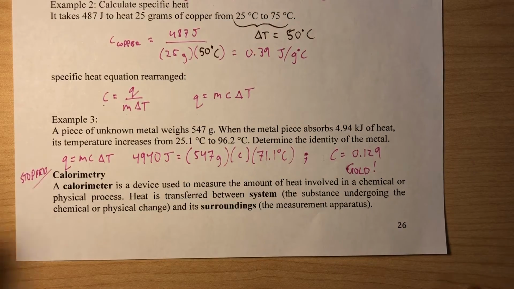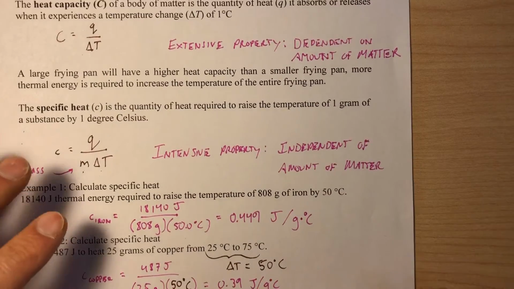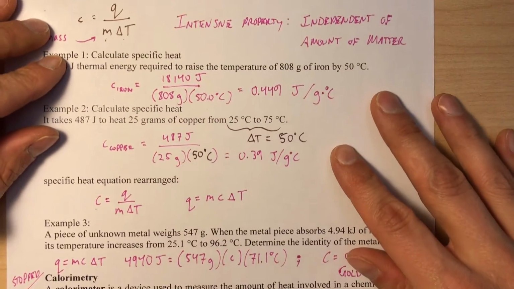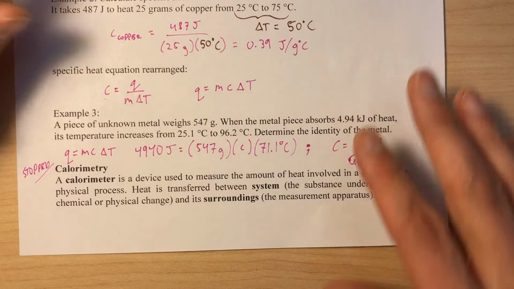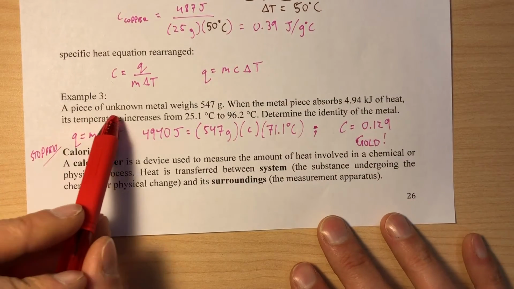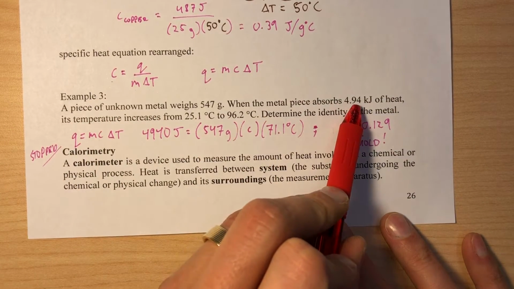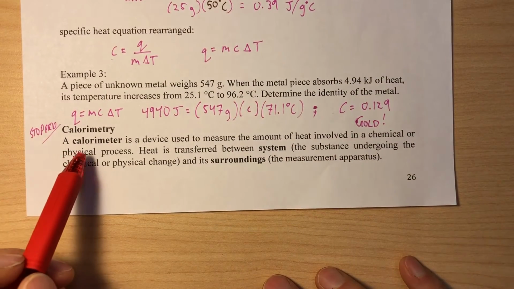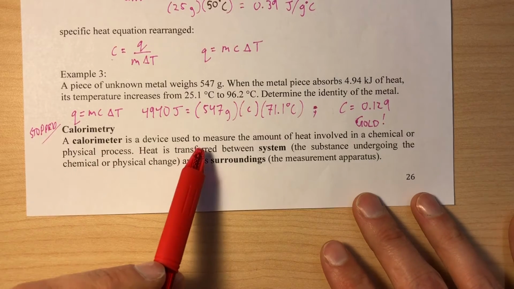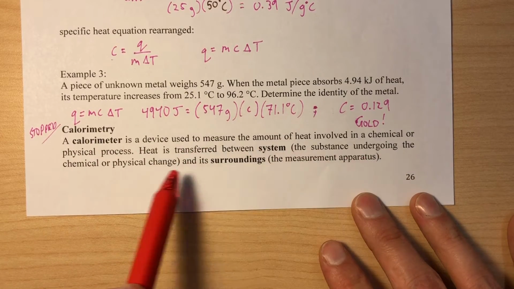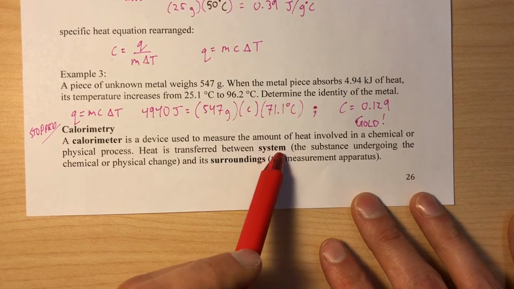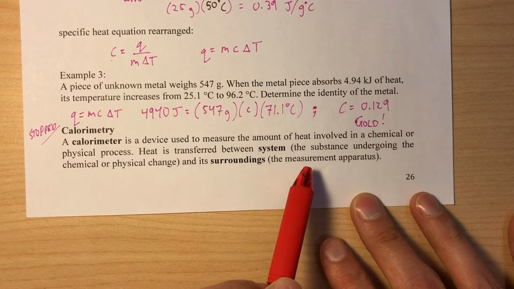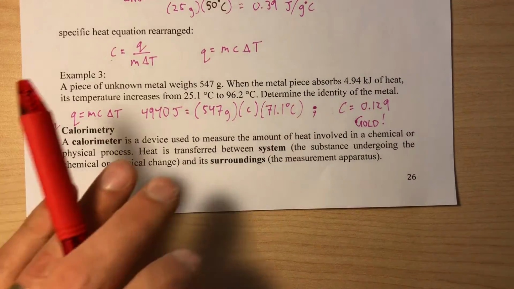Hi class, today we're continuing our introduction into thermodynamics, and we have moved beyond heat capacity and specific heat. For all of these examples that we've used so far, we've been talking about heat flowing and kilojoules of heat, and those are measured values using a calorimeter. That's a device that's used to measure the heat involved in a chemical reaction or physical process as it's transferred from the system, the substance or the reaction, to the surroundings, which would be the measuring apparatus.